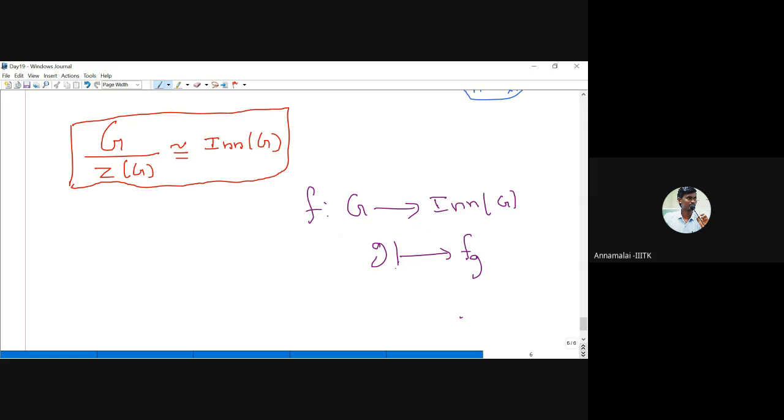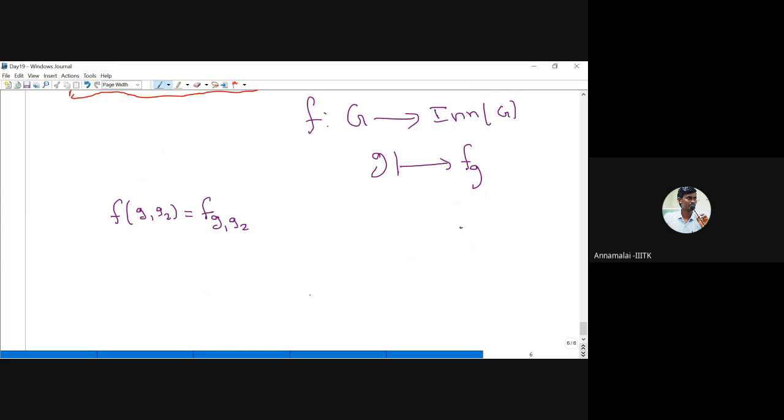Now we can easily show that this function f is a homomorphism. So how to check? That is f of g1 g2. We have to prove this is equal to f of g1 into f of g2. But by the definition, this is f suffix g1 g2. Now we have to prove that this is equal to f g1 into f g2. So how to prove this step?